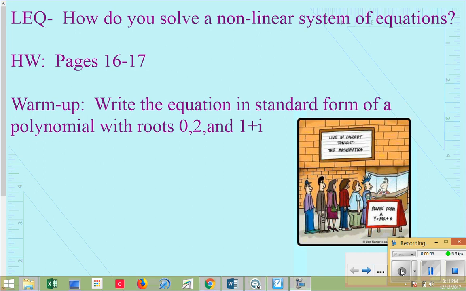This is day 8 of Unit 5. So we started today with this warm-up. Pause the video, try the warm-up, and then play to check your answers.